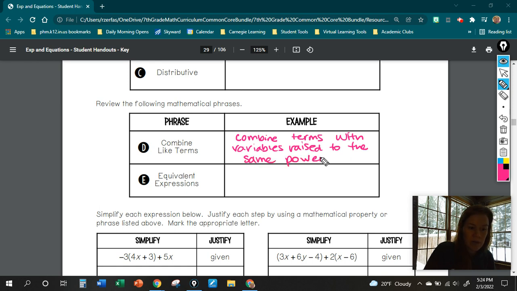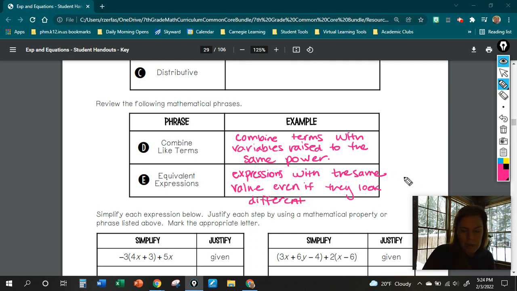So that's what we've been practicing the last 2 days, is combining like terms. And then an equivalent expression is an expression that has the same value even though it looks different. So expressions with the same value even if they look different.